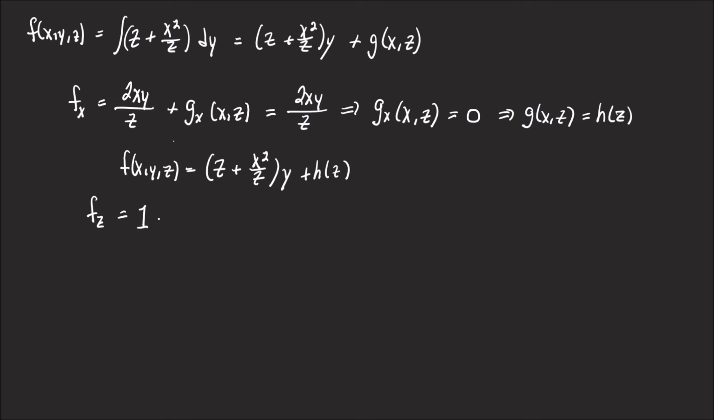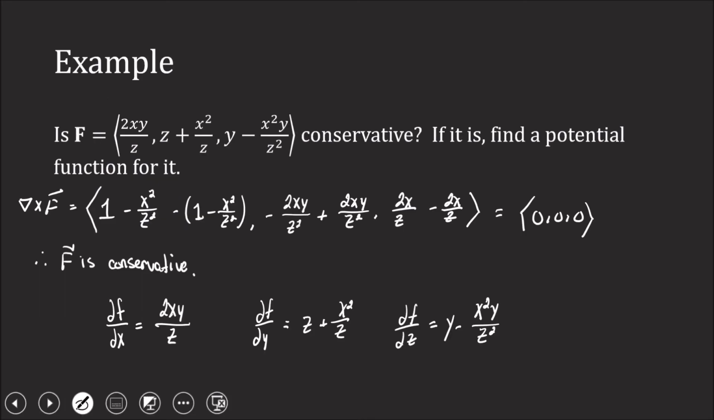We'll get 1 minus x squared over z, all times y, which equals y minus x squared y over z. I'm sorry, it's plus h prime of z. All right, so this is y minus x squared y over z plus h prime of z, but this had to equal this partial. So that had to equal y minus x squared y over z squared.